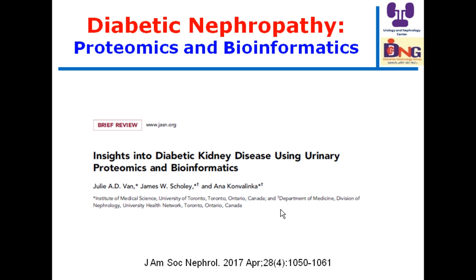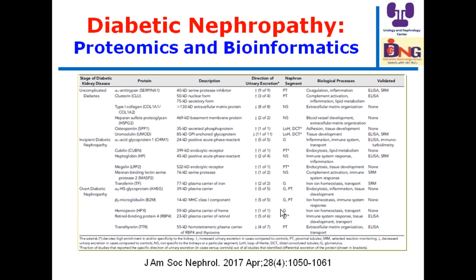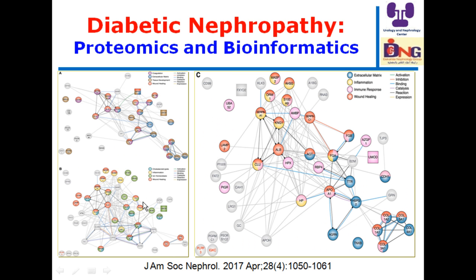And this is the study of different proteins. These are 17 proteins that correlate with the outcome of the different stages of diabetic kidney disease, either uncomplicated, incipient, or overt diabetic nephropathy. And the proteins can be put in a map like this, giving fantastic bioinformatics, telling us about the style of the patients and about the molecules, activation, inhibition, etc. So this will be in the future.